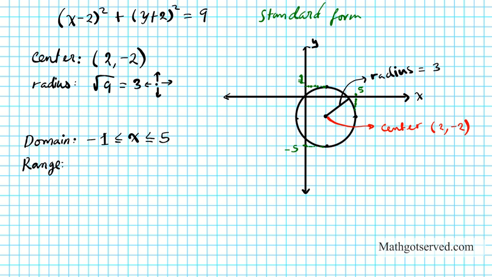Okay? So if you want to write down the range, make sure you keep track of the order. The smallest one comes first. Negative 5 is less than or equal to y, and y is less than or equal to 1. Okay? So this is the vertical span of your graph, and this is the horizontal span of the graph. All right? So there you have it.